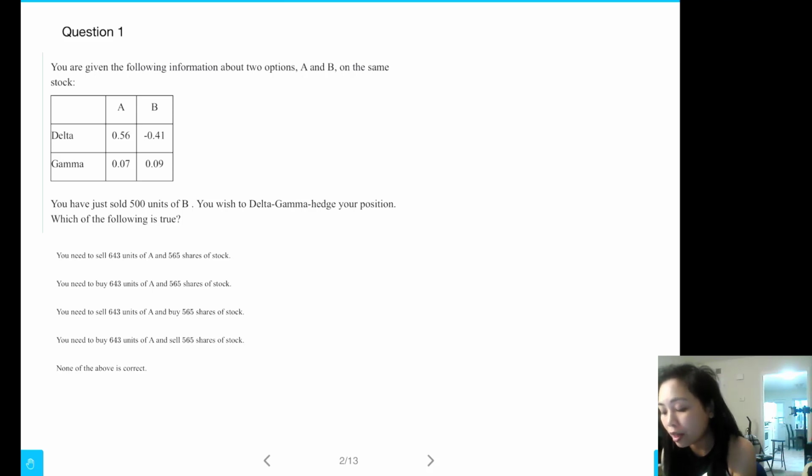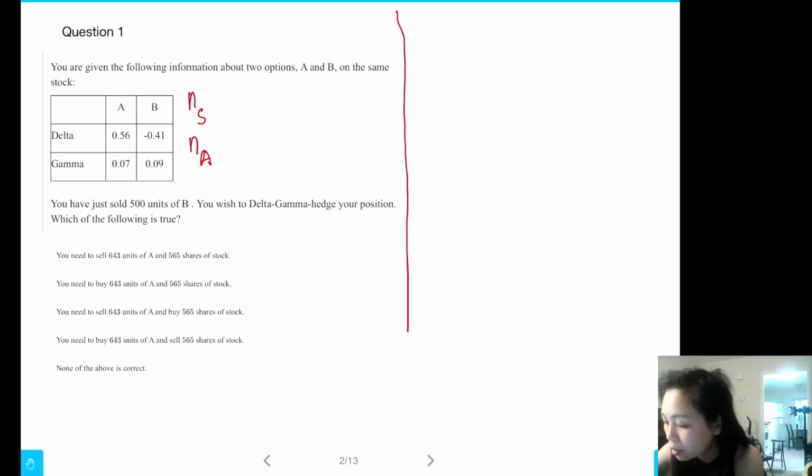And in order to delta gamma hedge your position, we need to make sure that delta and gamma of the portfolio are both 0. So I'm going to call NS the number of shares of stock, and NA the number of options. Usually we should start with gamma first because gamma of the stock is 0, so we can cancel out the stock term.